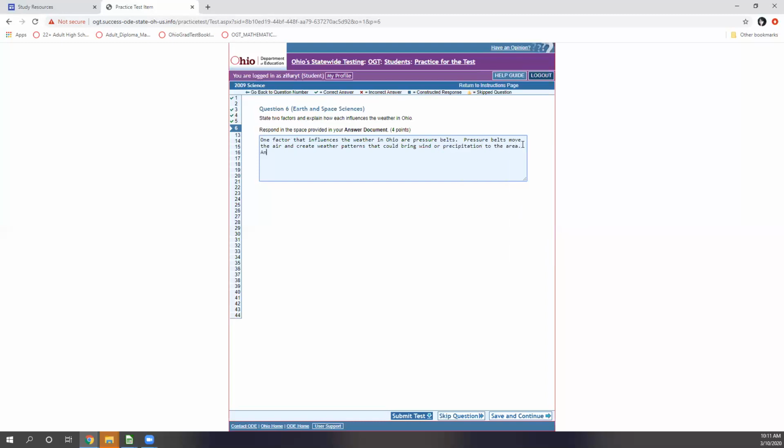Okay, another factor that influences the weather, if I could type, it would make it much easier, in Ohio is Lake Erie. Lake Erie puts moisture into the air, cools the temperatures, and so on and so forth.